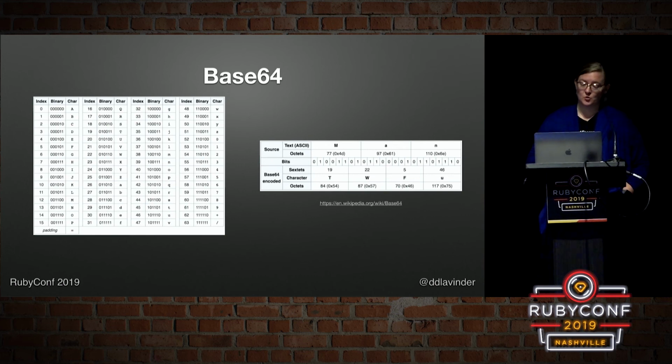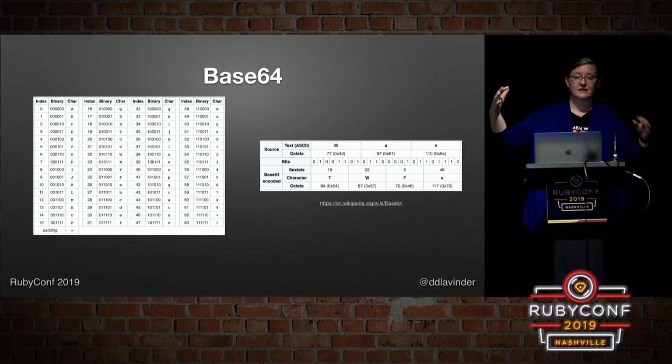So if the bits that you want to base 64 encode don't divide evenly by 6, then equal signs are used for padding at the end. Has anybody happened to notice equal signs at the end of a base 64 thing? It's padding to make up that last block of 6.